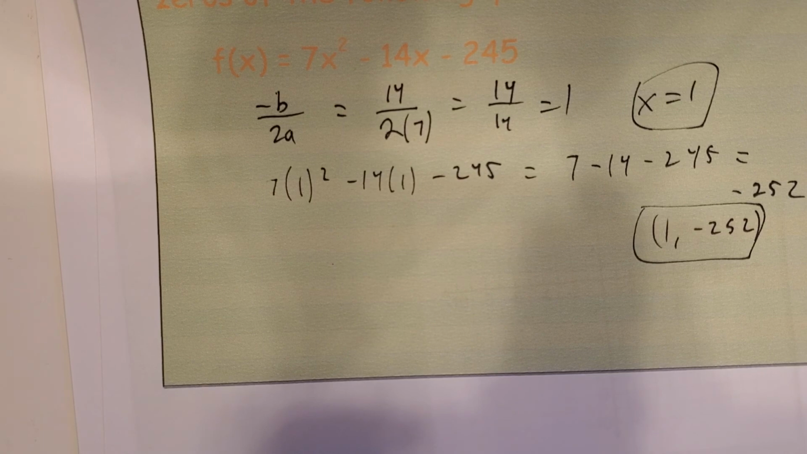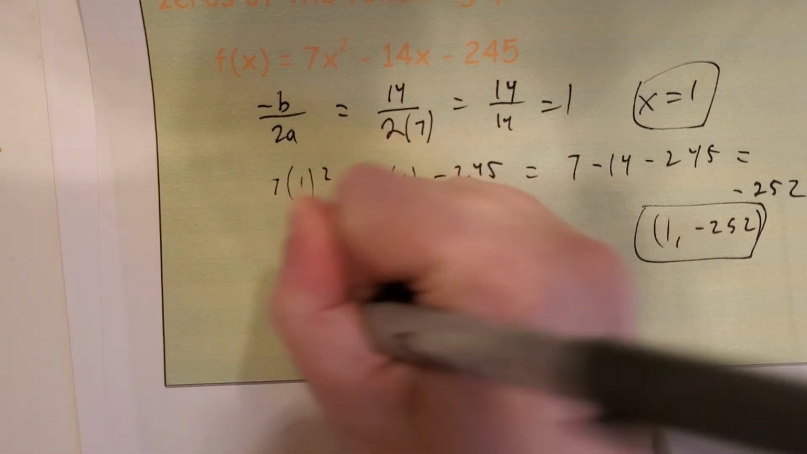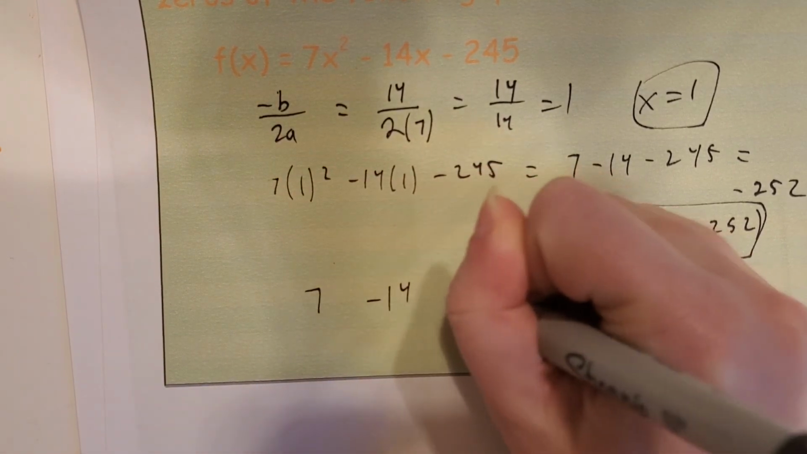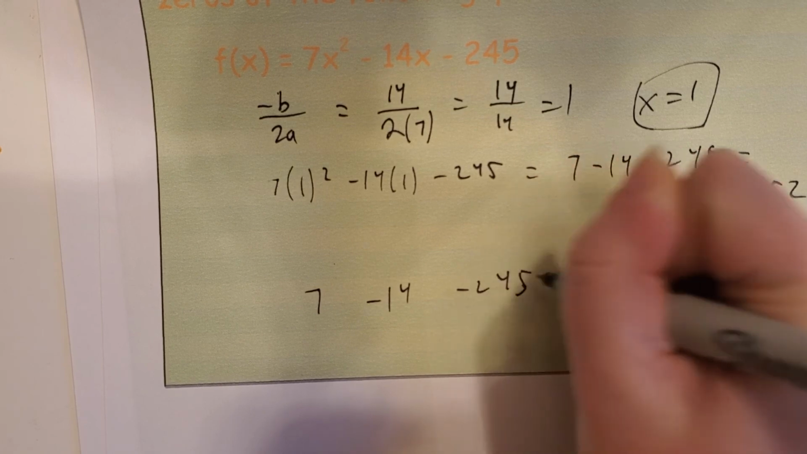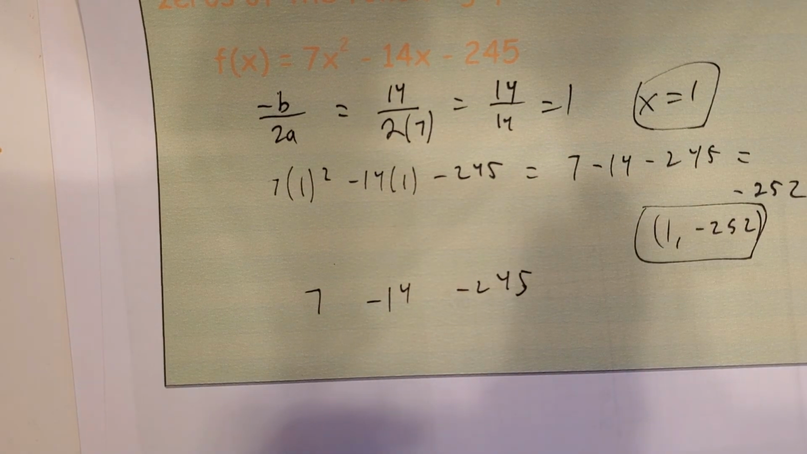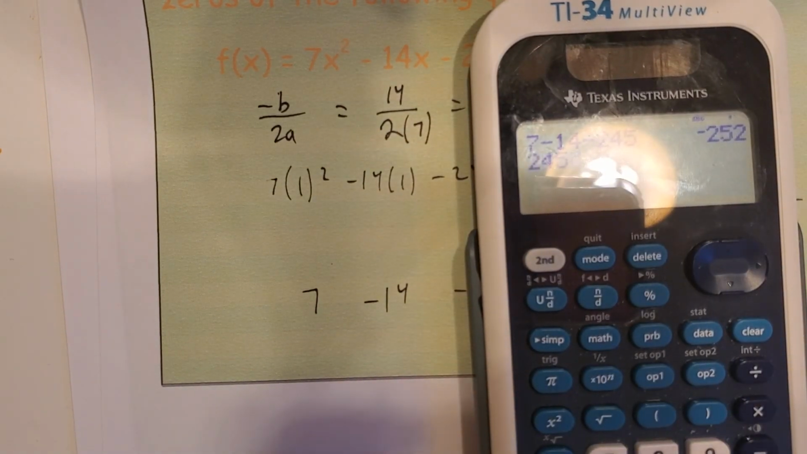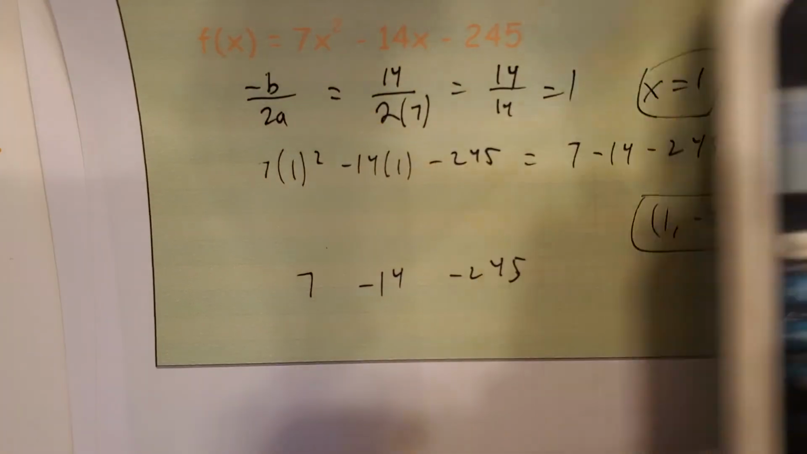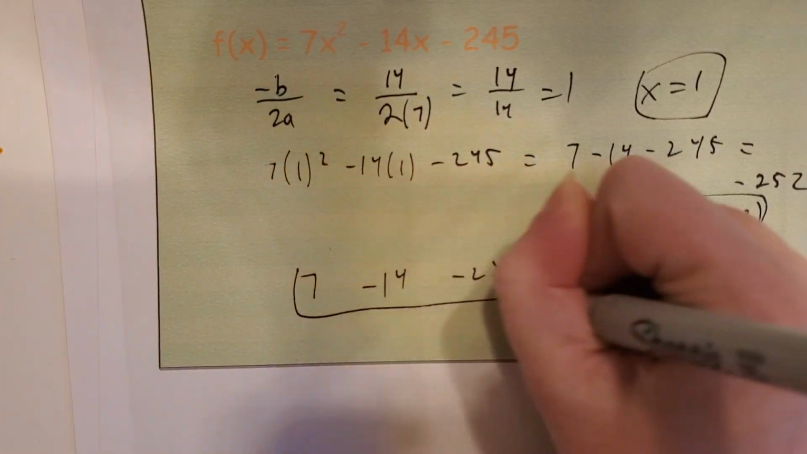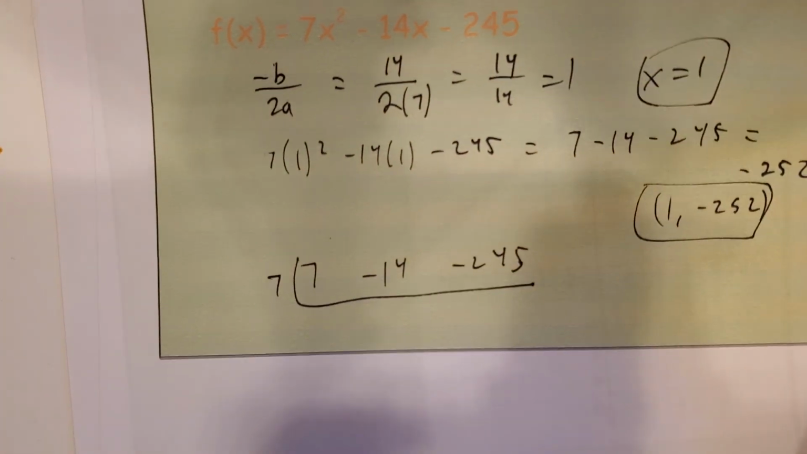Sorry about that. So for factoring, we're going to want to look for a GCF first. Are 7, 14, and 245 all divisible by the same thing? I believe so. 7 and 14 are definitely divisible by 7, and 245 is also. Cool. So this is going to be divisible by 7.